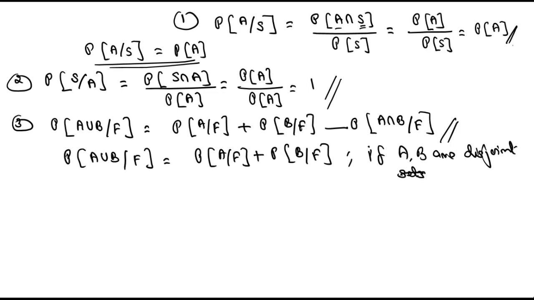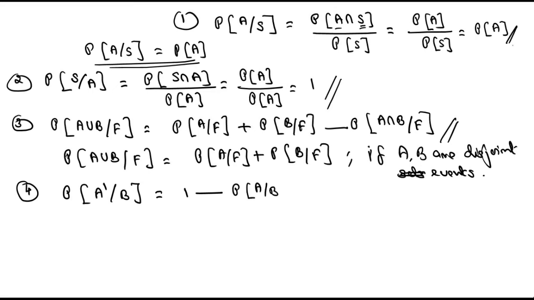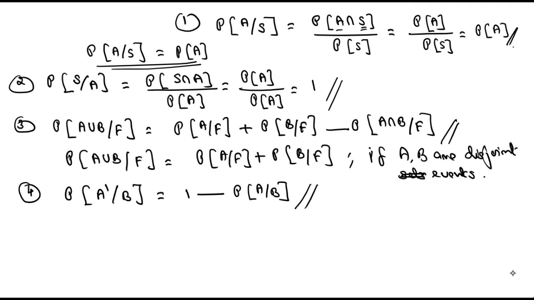Sets or events, we will say probability, so it's events. Now, the fourth property, we can write it as probability of A dash given B, not A given B, equal to 1 minus probability of A given B. We know probability of S given B is equal to 1.